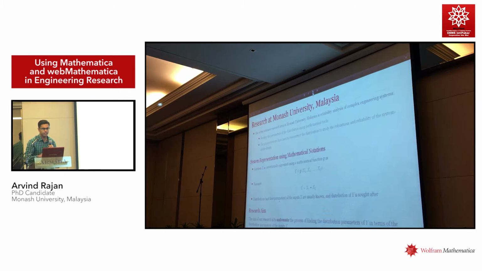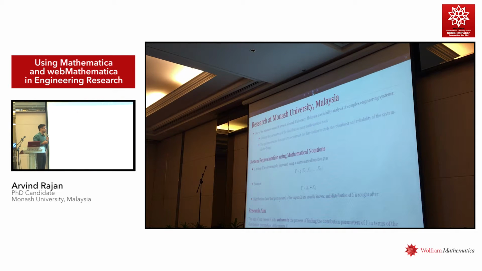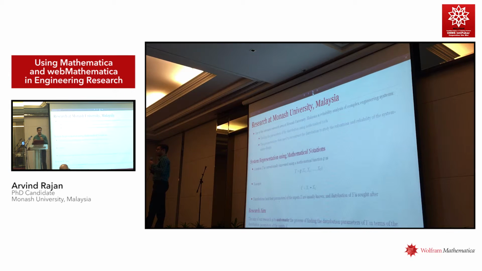So the research at Monash, or what I am doing, is mostly on finding these parameters of the distribution of this quantity of interest. Using this, we model the distribution, and from there we can do the studies on reliability and robustness.